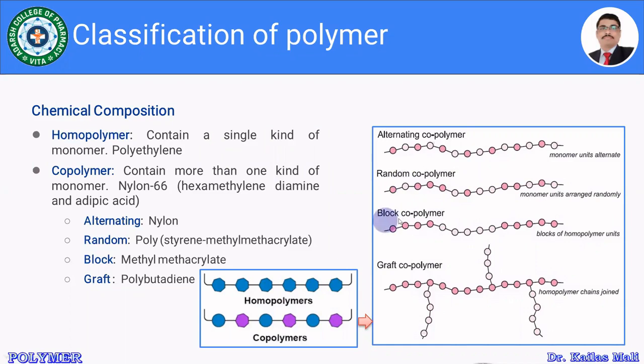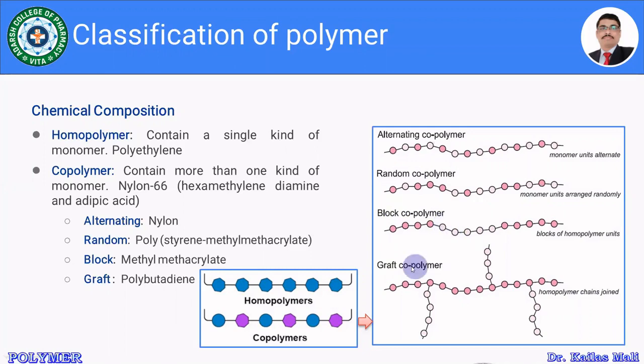Then the block copolymer. So here is the presence of blocks of homopolymer unit. Say this is the one block, this is the second block, again the block 1 gets repeated over here, then it is said to be the block copolymer. For example poloxamer, it is the block copolymer, isn't it? Or one more example, that is methyl methacrylate. So in the case of block copolymers, the blocks of homopolymer units are present in the polymer structure, then it is said to be the block copolymer.